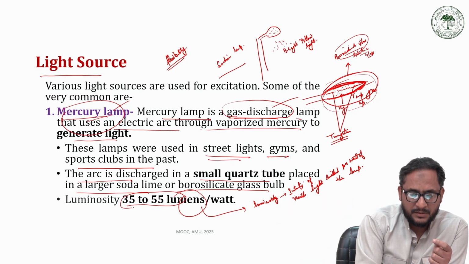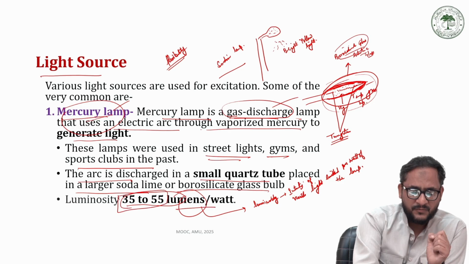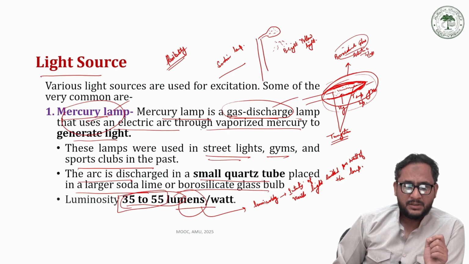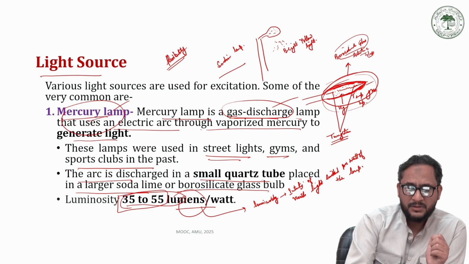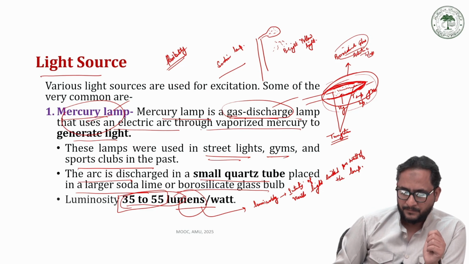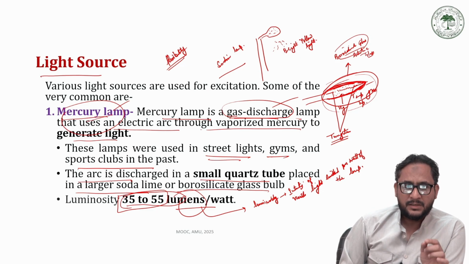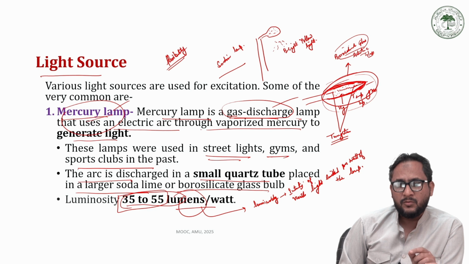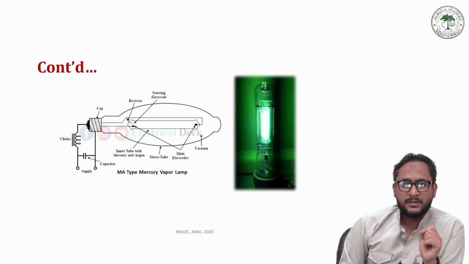Therefore, it is represented as lumen per watt. So these lamps have very low luminosity, which is only 35 to 55 lumens per watt, quite low as compared to xenon lamps, and that is why these lamps are obsolete now. They are no longer used in spectrophotometers.